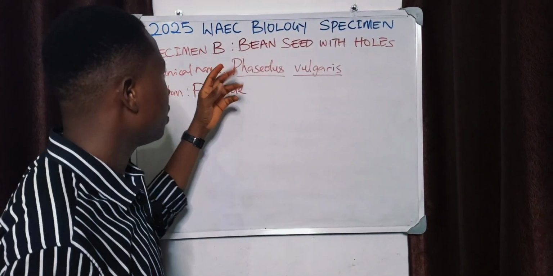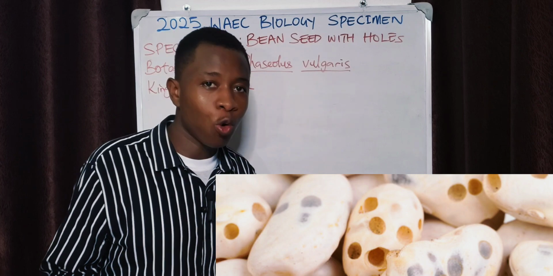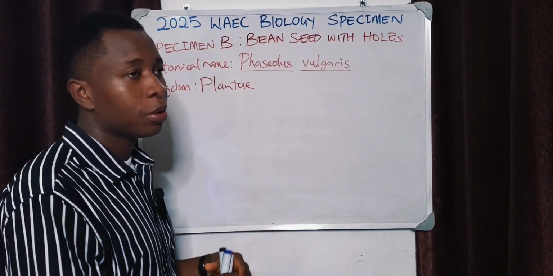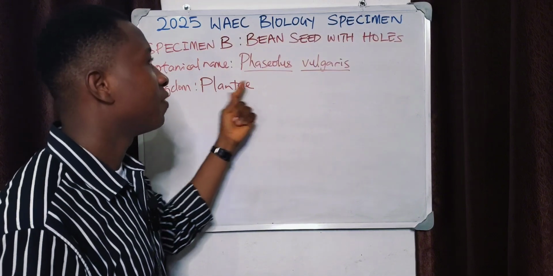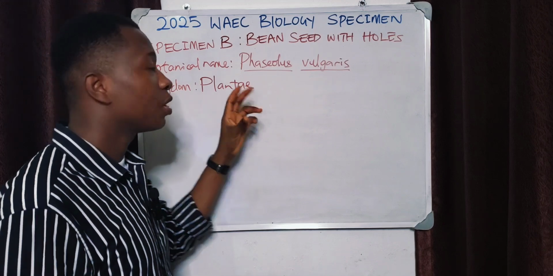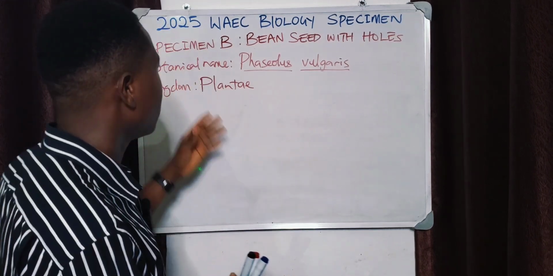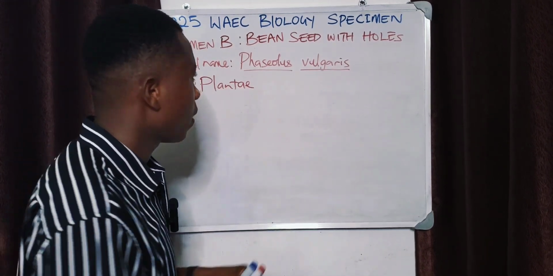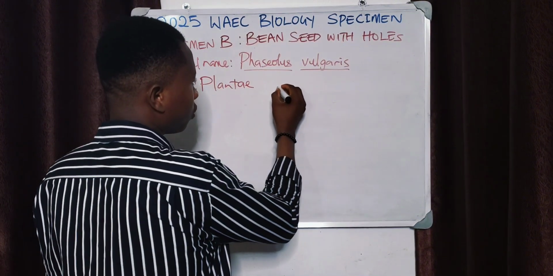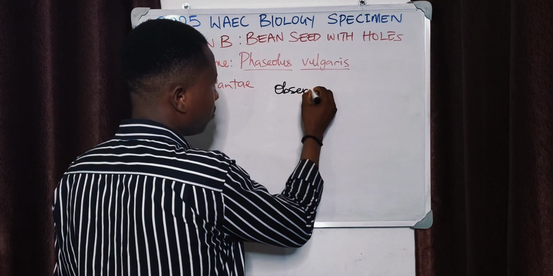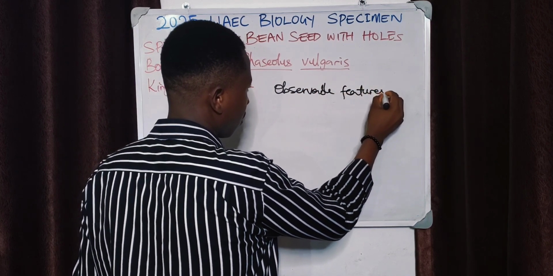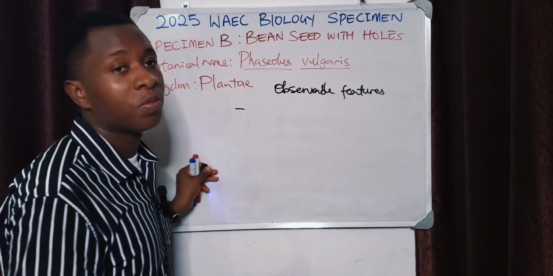All right, specimen B is bean seed with holes. The first thing you should know about specimen B is the botanical name. The botanical name of specimen B is Phaseolus vulgaris. That's the botanical name of beans. And the kingdom is kingdom Plantae. So what are the questions that can emanate from this particular specimen? Number one, they can ask you to list the observable features. When you look at the specimen, what can you observe?